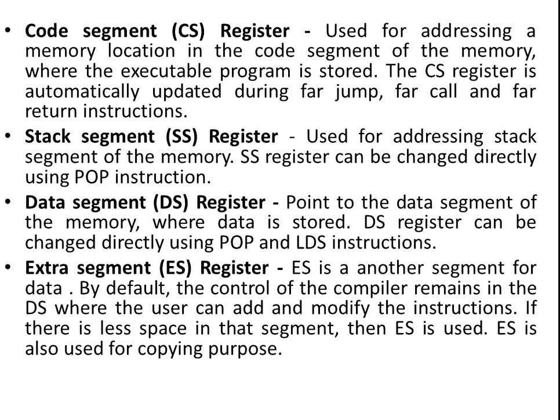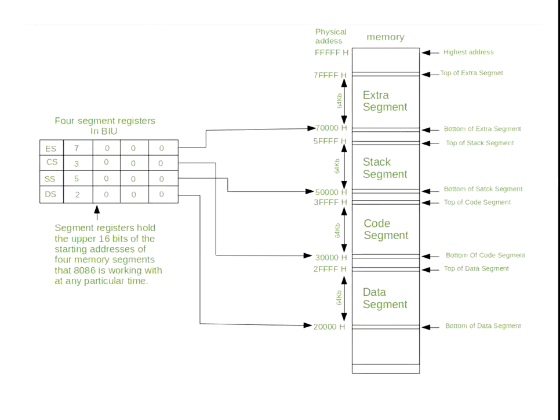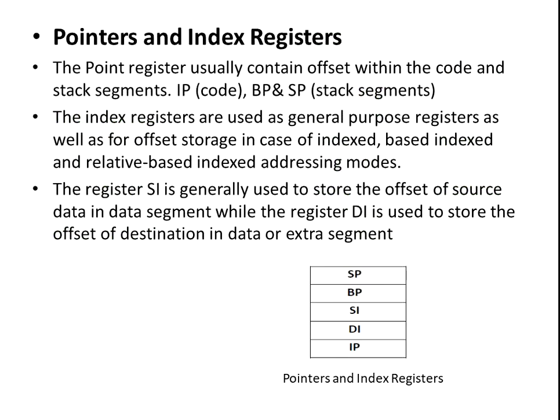So next we can see pointers and index registers. Pointers are contained within the particular segments. Here we can see the five registers: SP, BP, SI, DI and IP. The pointers are IP, BP and SP, which usually point to objects within the code, data and stack segments respectively.